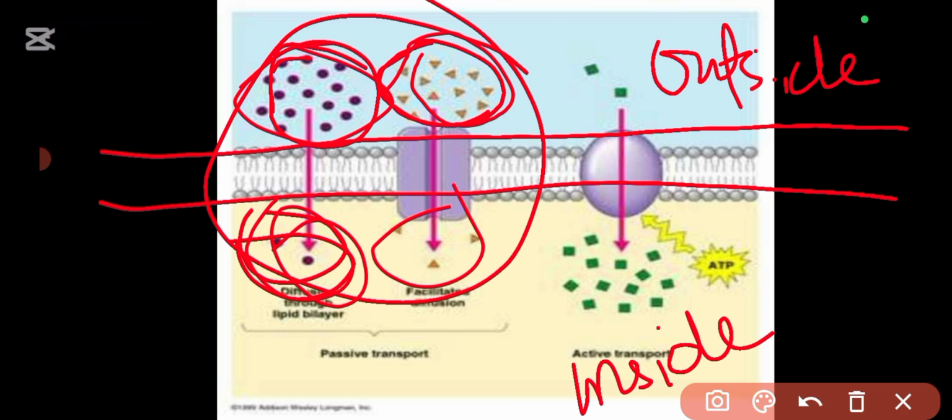Remember, we are defining in terms of what? Movement of solutes for diffusion. Because they are moving down the concentration gradient, we say it is diffusion.